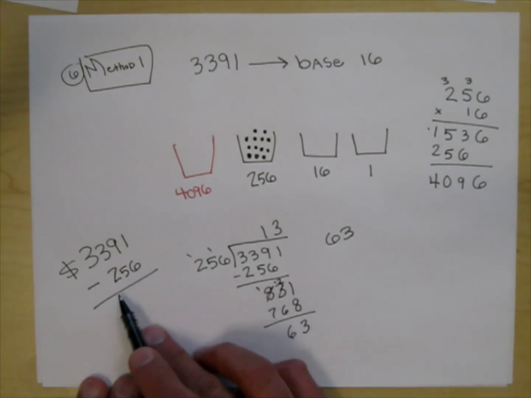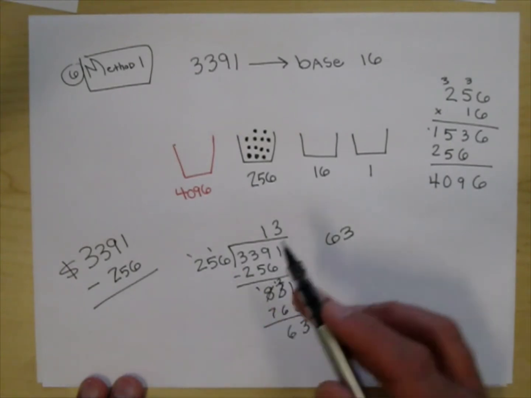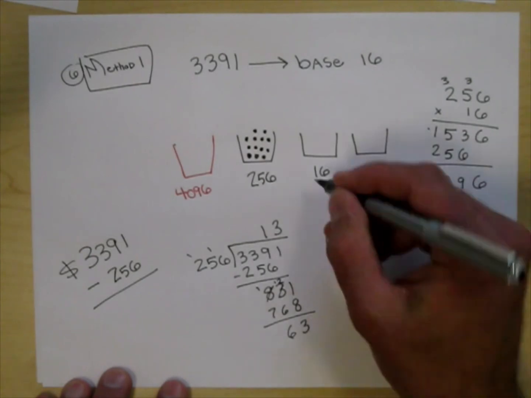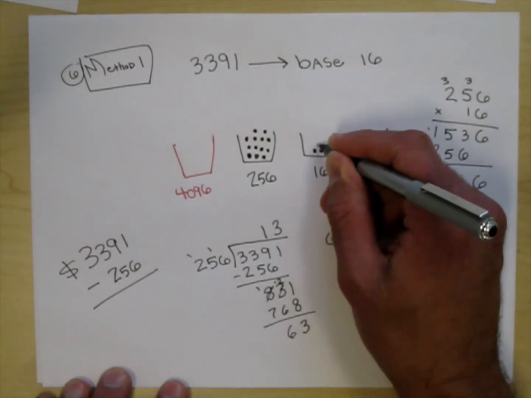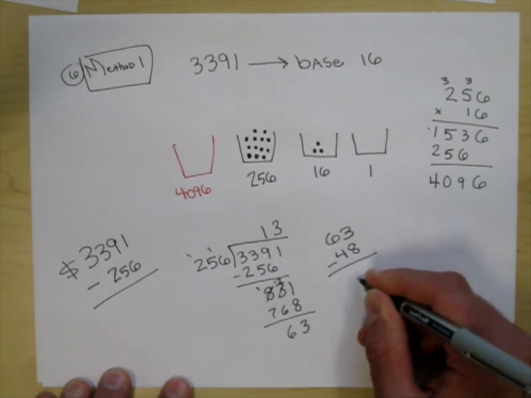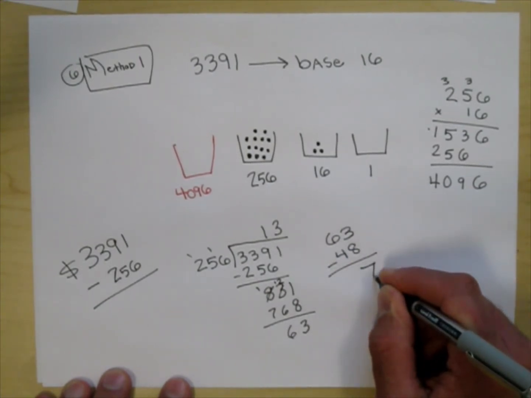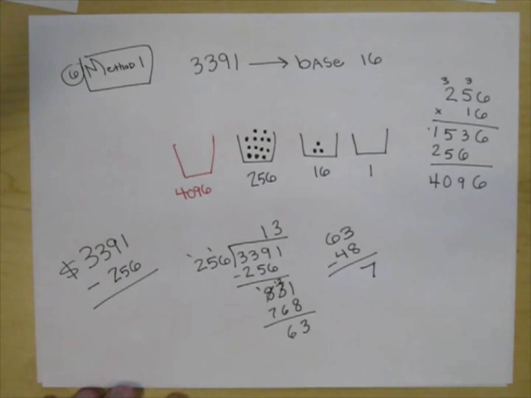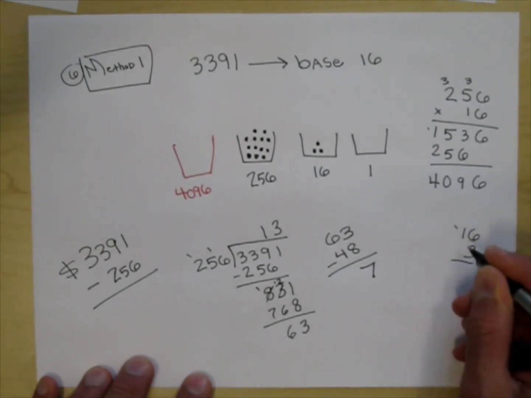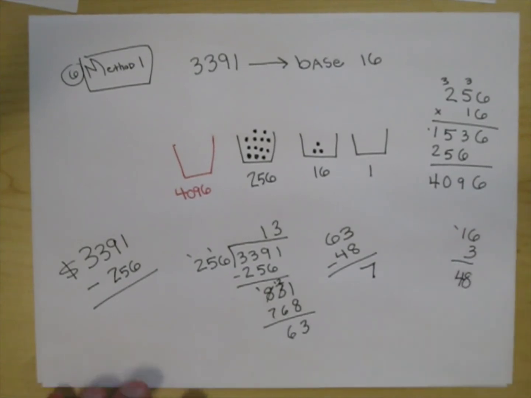So I'm not going to subtract 256 13 times, I'm just going to do it this way. Now, I cannot get 4 of these, I think I can get 3 of these, and 16 times 3 is like 48. So I subtract, and wait, what is 16 times 3? It is 48.